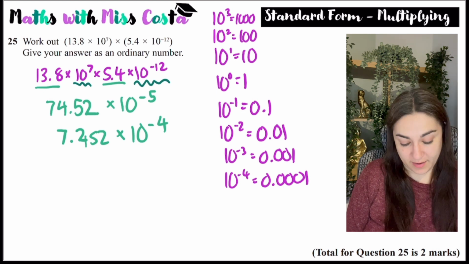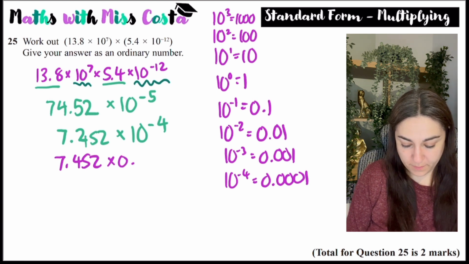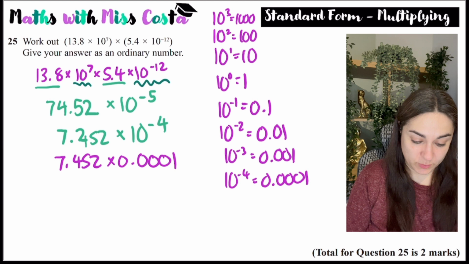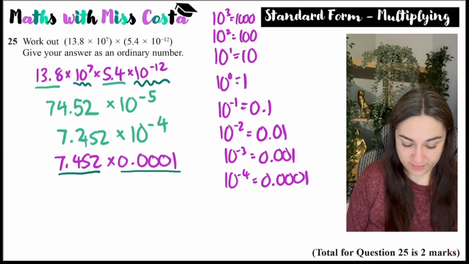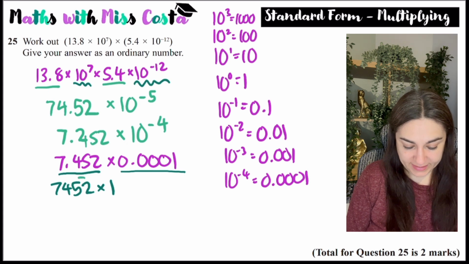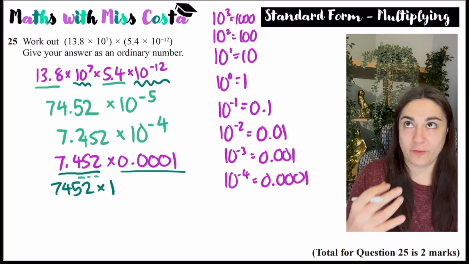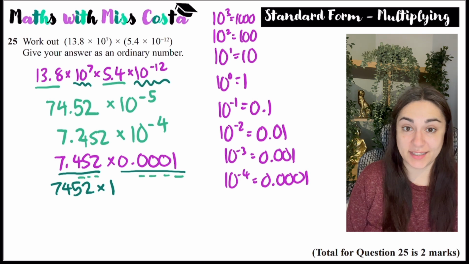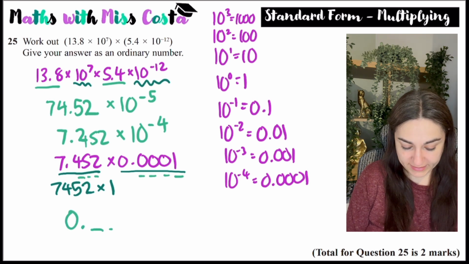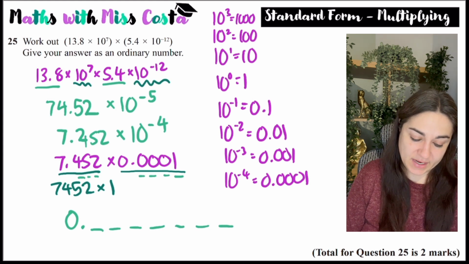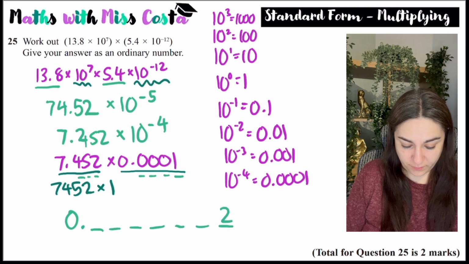So essentially, I'm multiplying 7.452 by 0.0001. When I'm multiplying decimals, you can literally turn everything into whole numbers. So that's the same as saying 7,452 times by 1. And then what your answer needs to have is however many digits are after the decimal point in your calculation. So you've got 1, 2, 3, 4, 5, 6, 7 digits after the decimal point. So you know your number is going to have 7 digits after the decimal point. So you can start filling it out from the back.